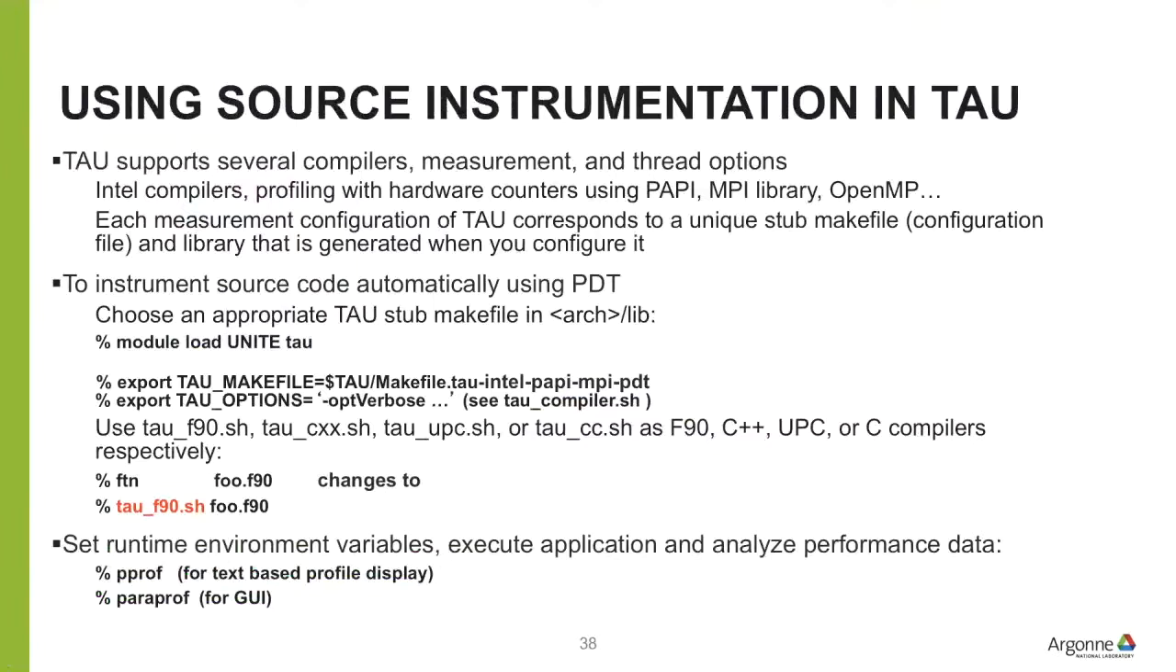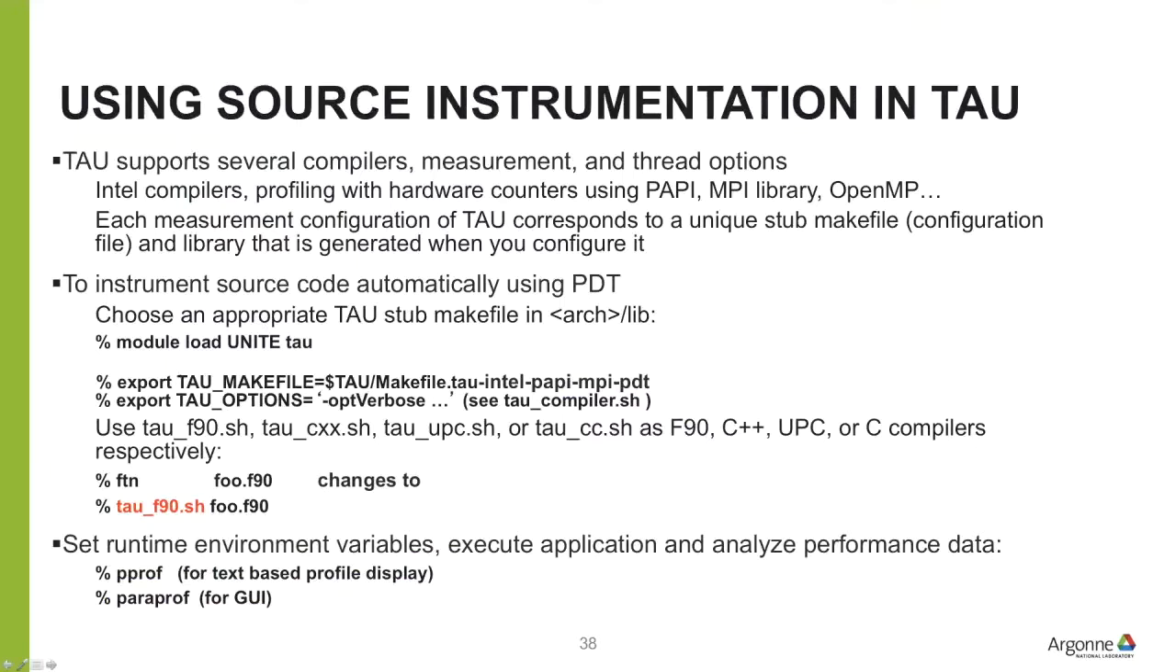So how do we put this together? Well, I mentioned earlier that TAU supports many different compilers, measurement, and thread options. So when you compile an instance of TAU with, say, Intel compilers, you enable profiling with hardware performance counters using PAPI, enable MPI, OpenMP, it creates a configuration file in the form of a unique submake file. Each measurement configuration of TAU corresponds to this unique submake file when you generate it. And you can see multiple of these submake files with the tags, the same tags that we used, for instance, the -T OMPT tag.